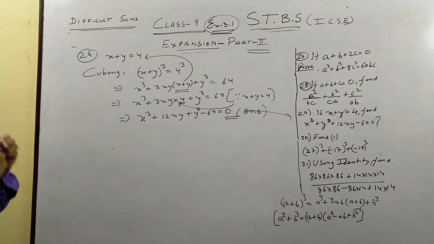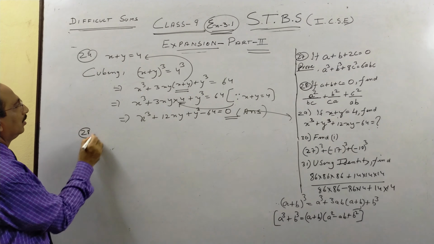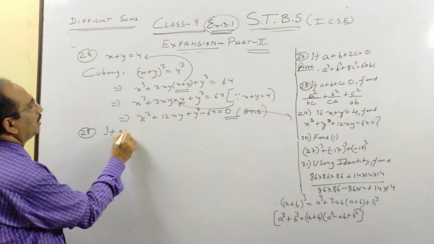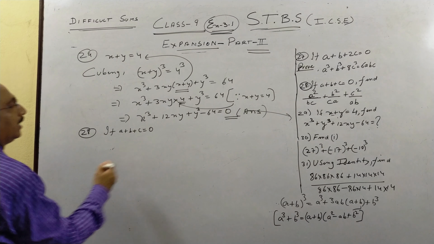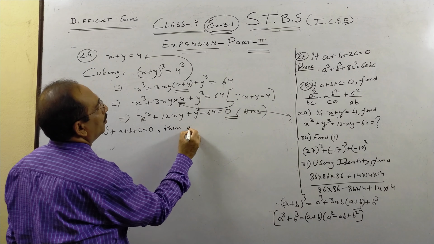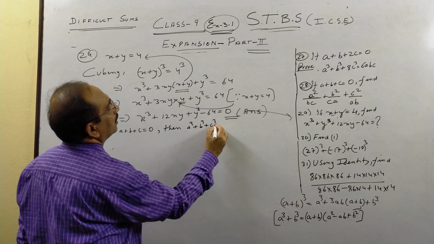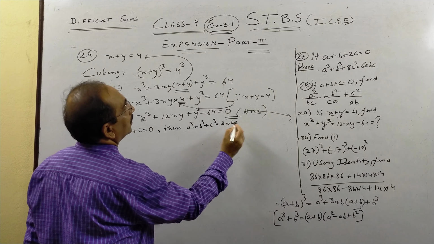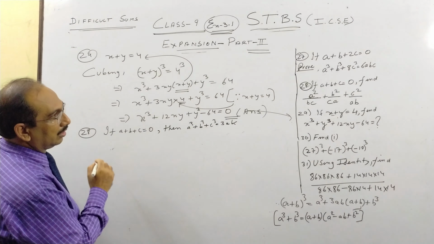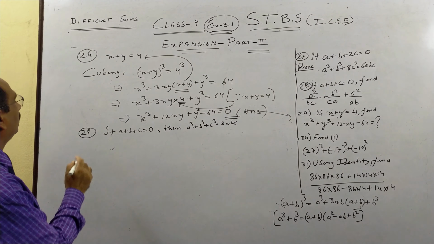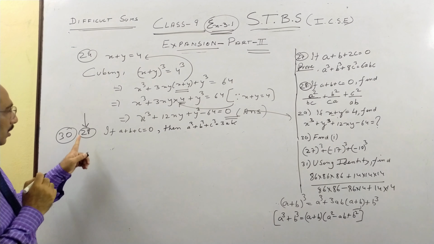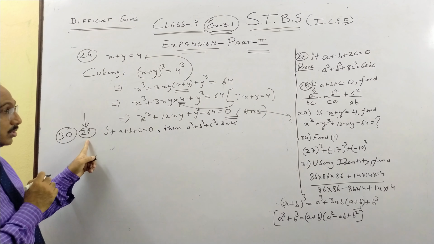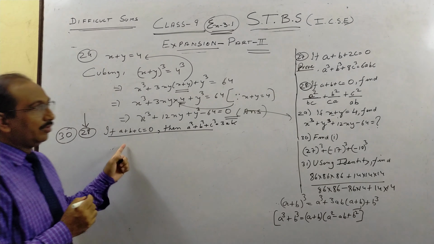So now we move on to the second last sum, which is based on sum 28, what I proved to you, remember. If a plus b plus c is 0, then we have a cube plus b cube plus c cube is 3abc. So this result we will see there. In question 30, we are going to use the idea of question 28, which we have applied there.